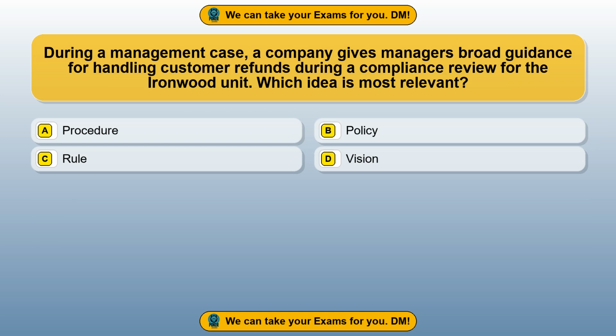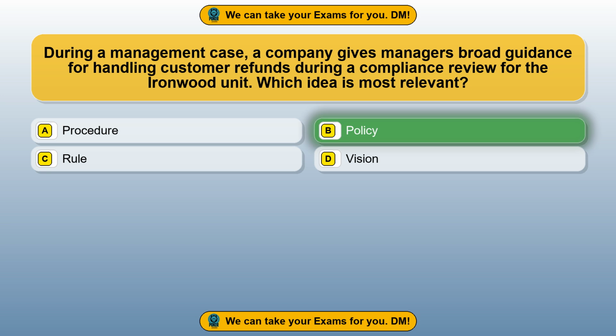Question 14. During a management case, a company gives managers broad guidance for handling customer refunds during a compliance review for the Ironwood unit. Which idea is most relevant? Option A, procedure. Option B, policy. Option C, rule. Option D, vision. The correct answer is option B, policy.